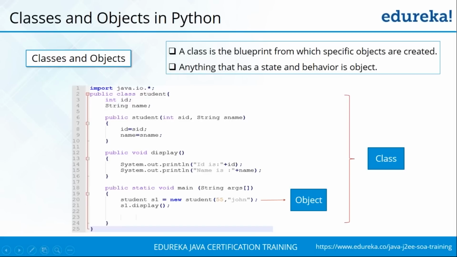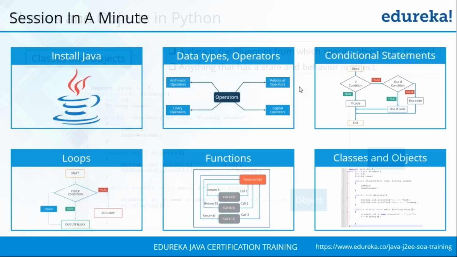Now with this we come to a conclusion of today's session. So let's summarize what we learned today. We started off with installing Java on our system as well as Eclipse on our system. Then we went on to discuss the various data types that are supported in Java as well as the various data operators. Then we saw the different conditional statements. We saw if, else and switch case. After that we saw the various loops. We discussed do while loop and for loop and how they are different.